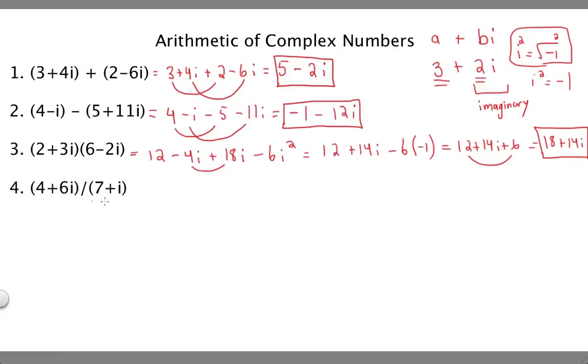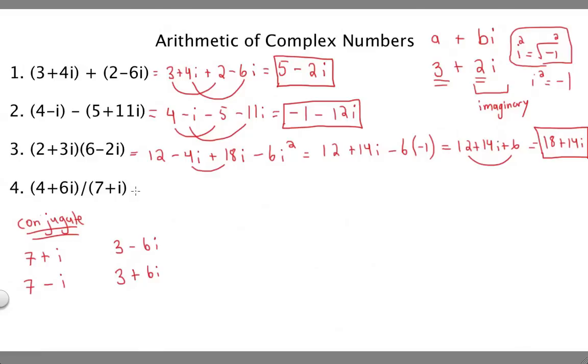In our last example here, we're going to do some division of complex numbers. And we're going to need a new term here, which is the conjugate of a complex number. I think the best way to define this is to give an example. In this case, our complex number in the denominator of this fraction is 7 plus i. The conjugate of this complex number is 7 minus i. So for two conjugates, the only thing that changes is the sign in front of the imaginary part. For example, if our complex number is 3 minus 6i, the conjugate would be 3 plus 6i.